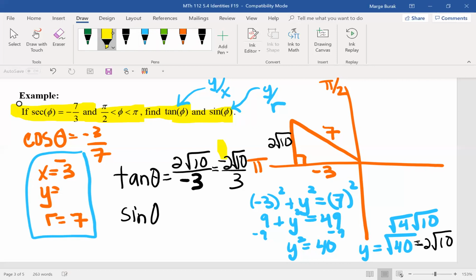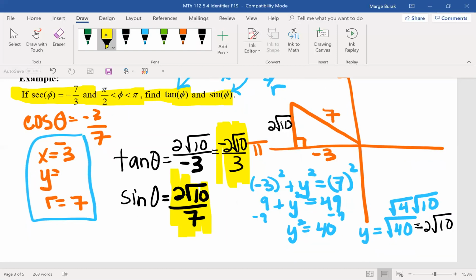That just makes it so we don't lose that negative. All right, now we'll do the sine, which is the y over the r, which is 2 radical 10 over 7, and there's our answer there.